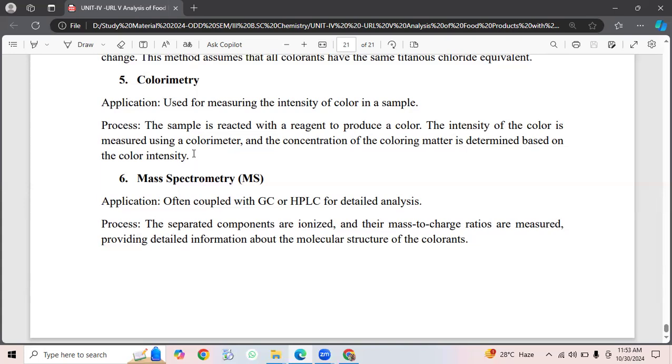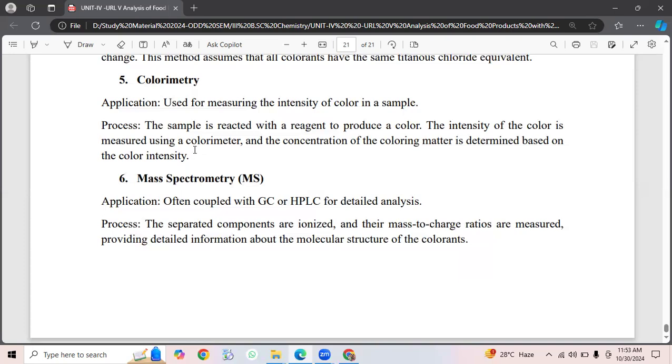We all know the colorimetry instrument. By setting the nanometer, we fix the standard values. Then we have to take different test tubes with different concentrations of the sample. Then we have to analyze. The intensity shows the color dependence. The intensity shows the chemicals present in the food.